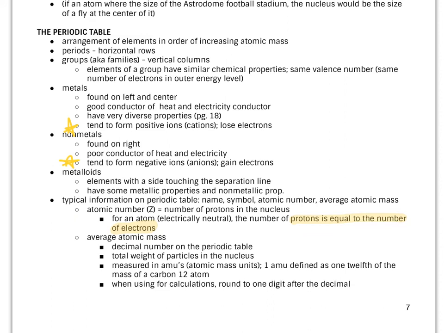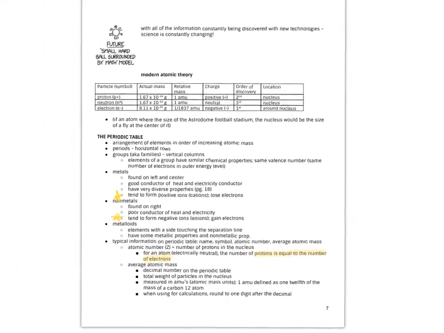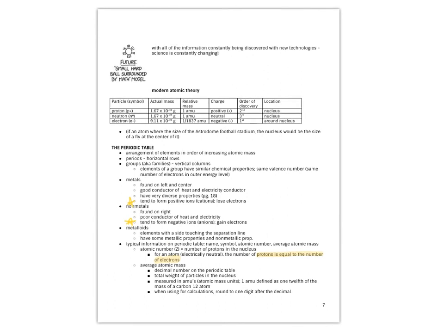And when you're using them for calculations, you're just going to round them to one digit after the decimal. Depending on what number it is, they could give you quite a few decimals, but we're just going to use one. Okay, so that sums up the cursory information about the periodic table and the atomic theory. And like I said, we are going to talk about all of these things more. We're going to get lots of practice with them. This is just the introductory, so you know what to expect. Okay?